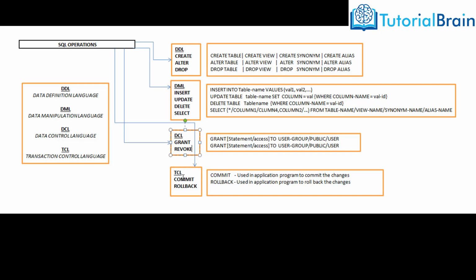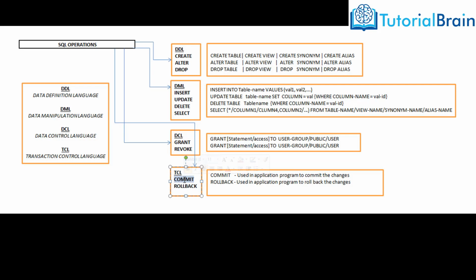The next one we have is TCL. TCL is transaction control language. Basically TCL operation is not used directly in DB2, rather it is used in a COBOL DB2 program, inside the application program. Once you have created a COBOL DB2 program, inside the program you can use TCL operation. In TCL operation we have two statements, basically commit and rollback. Commit is used to commit the changes. Suppose you want to commit a change at a particular point, you can just give commit in the program.